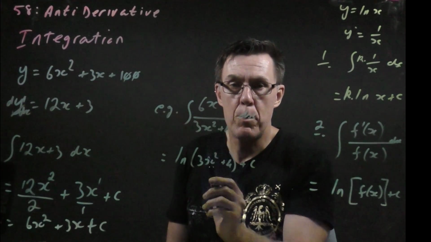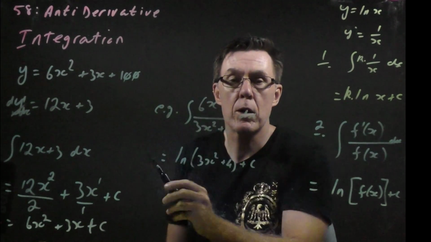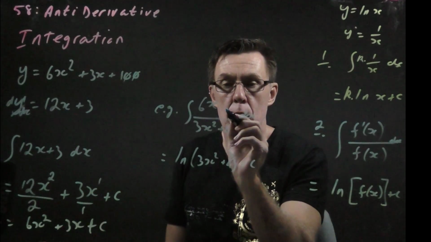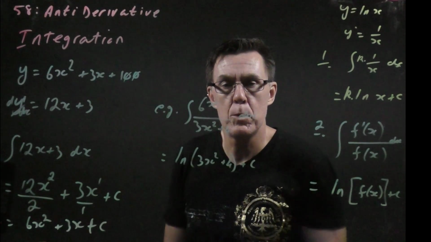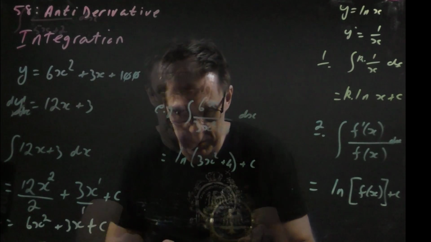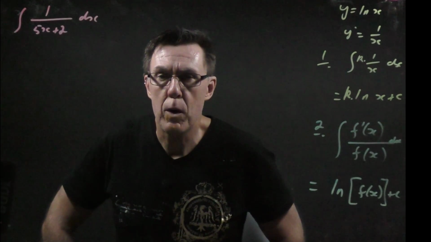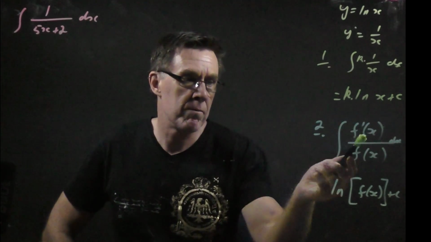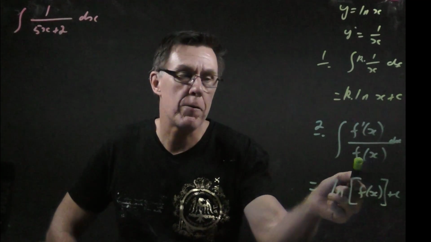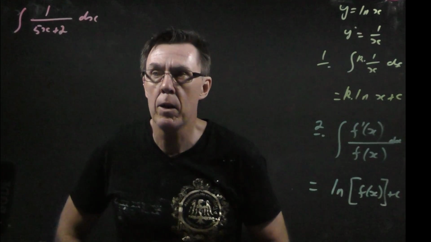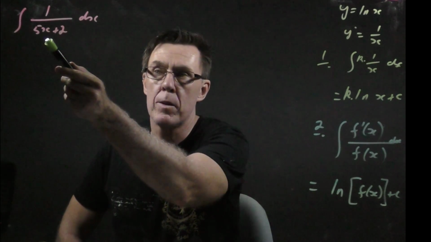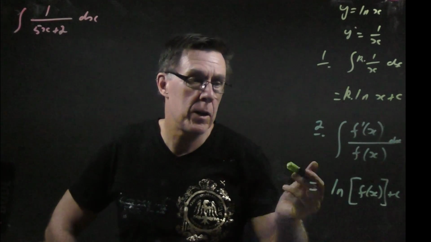Now, I'm going to throw in a bit of a variation. Let me just give a moment to clear the board, and I'm going to do exactly the same question with just a little bit of a twist. Now, what would happen in this situation where I haven't quite got this scenario here? I've got a function on the bottom, 5x plus 2. Its derivative is 5. I don't have 5 on the top. Can I still apply this?